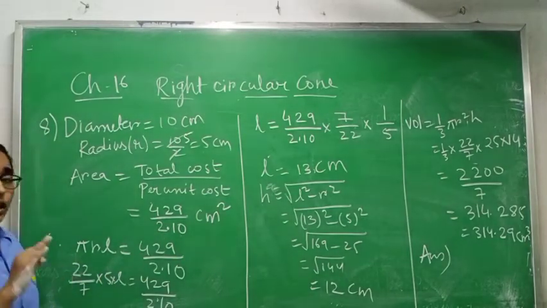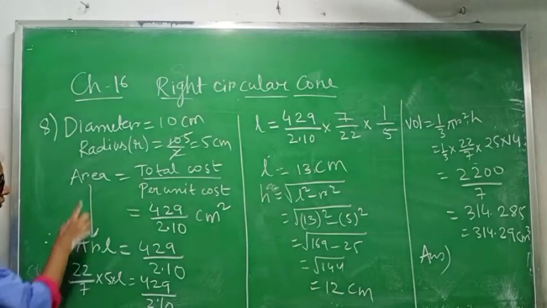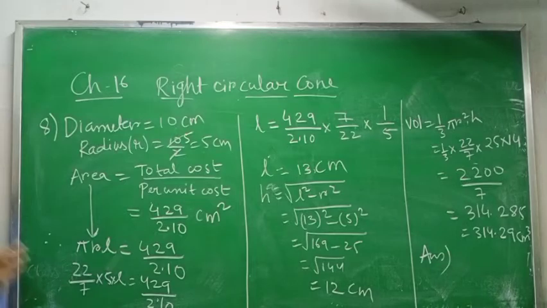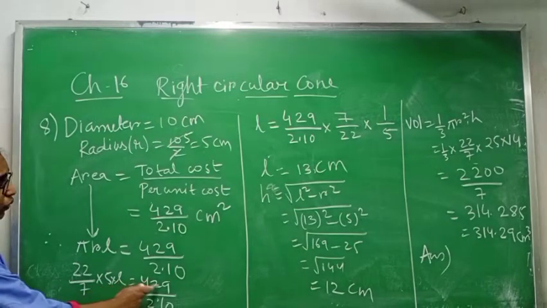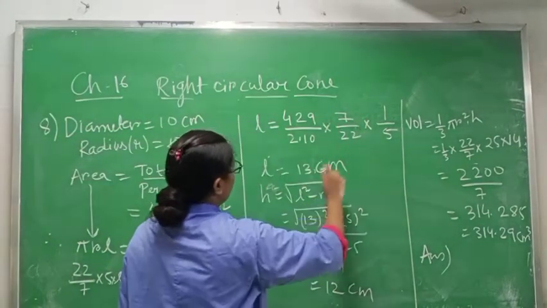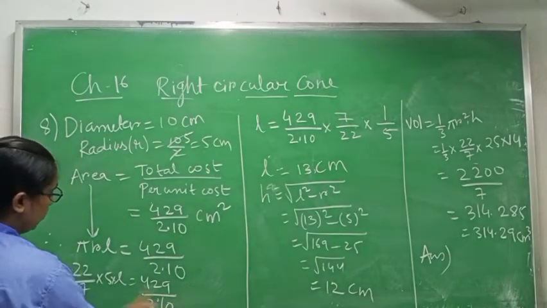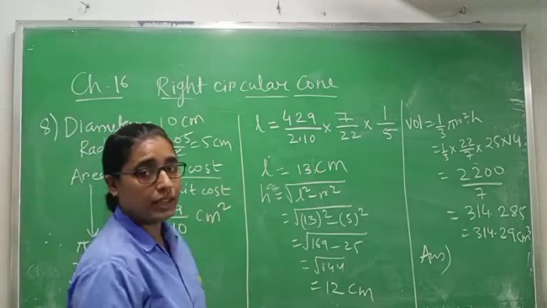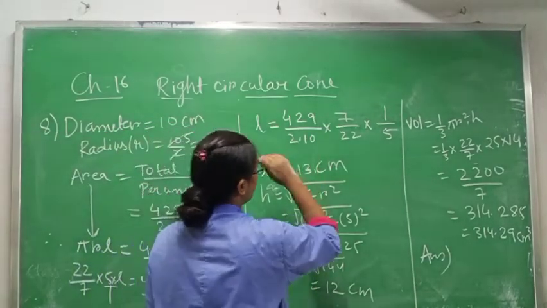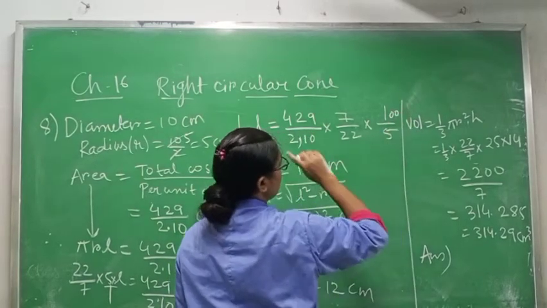Okay, now since it is given upper surfaces, it means area is for curved surface. That is why I have written in place of area pi R L, because we are taking upper surfaces, means curved surface. Now R is given 5, 22 by 7 into 5 into L equals to 429 by 2.10. Okay, after this what we will do? This 22 by 7 will come this side, it will become 7 by 22. This 5 by 1 will come this side, it will become 1 by 5. Now you have to solve this one. Now do one thing, remove this decimal and put 0 here. It will be easier for you to solve.